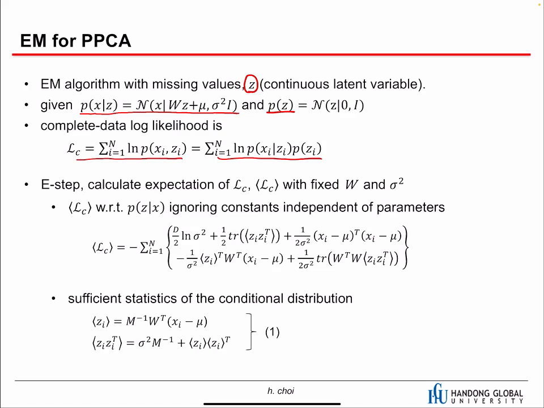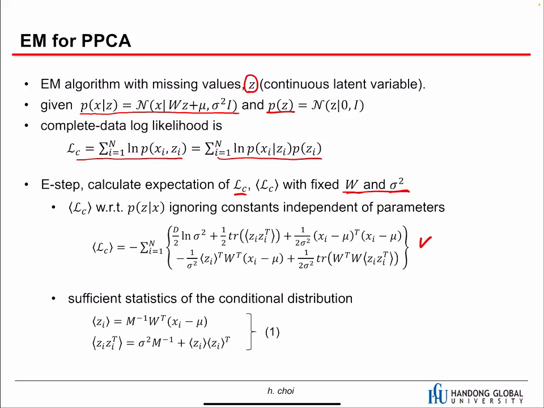Okay, so this is our likelihood. And then in the E step, we have to calculate the expectation of this log likelihood with fixed W and sigma square. We are updating W and sigma square. We have to estimate them, but at this step, let's assume that these are fixed. I'm not going to go through this derivation, but it's not that complicated. The derivation might be a little tricky with some indices, but if you pay attention carefully, you can make it.